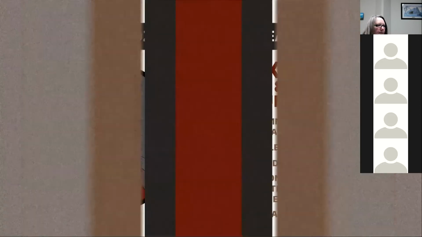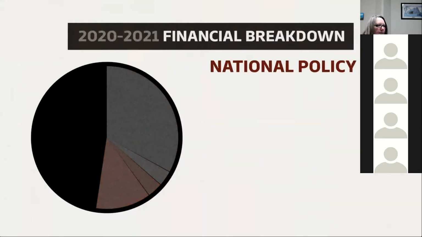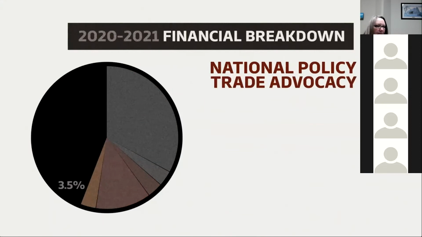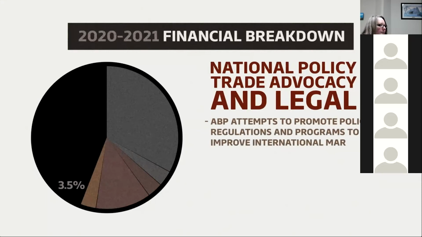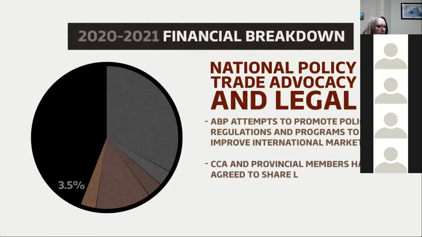3.5% is allocated to national policy, trade advocacy, and legal. ABP invests in efforts to promote policy, regulations, and programs to improve international market access, as well as CCA provincial members have agreed to share in the legal costs for international trade action.